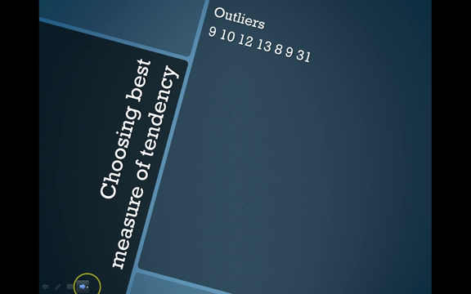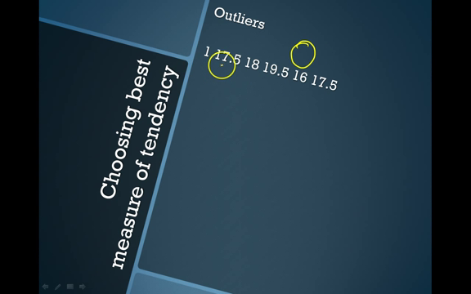So see if you can find the outlier here. We have 9, 10, 12, 13, 8, 9, and 31. What is our outlier? Hopefully you see that 31 is the outlier. All these are really close to 10 or 11, but 31 is way higher than the rest. Next problem. 1, 17.5, 18, 19.5, 16, and 17.5. Hopefully here you can see that 1 is my outlier. It's much lower than the rest of them.